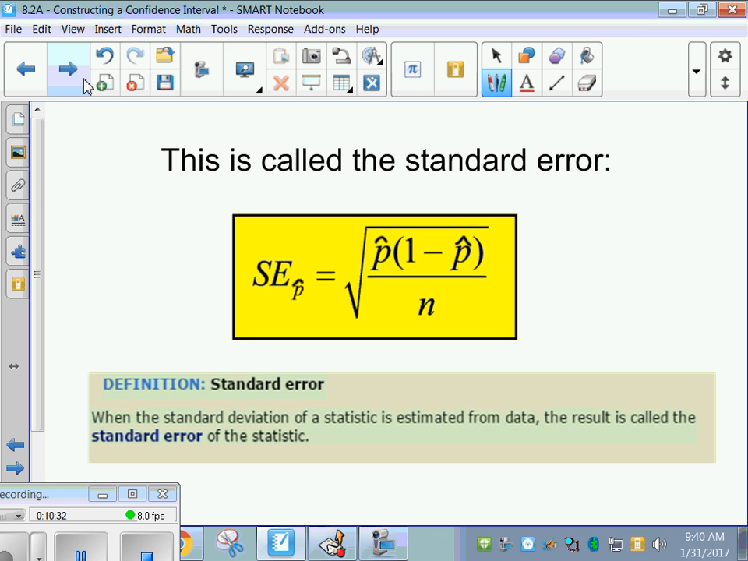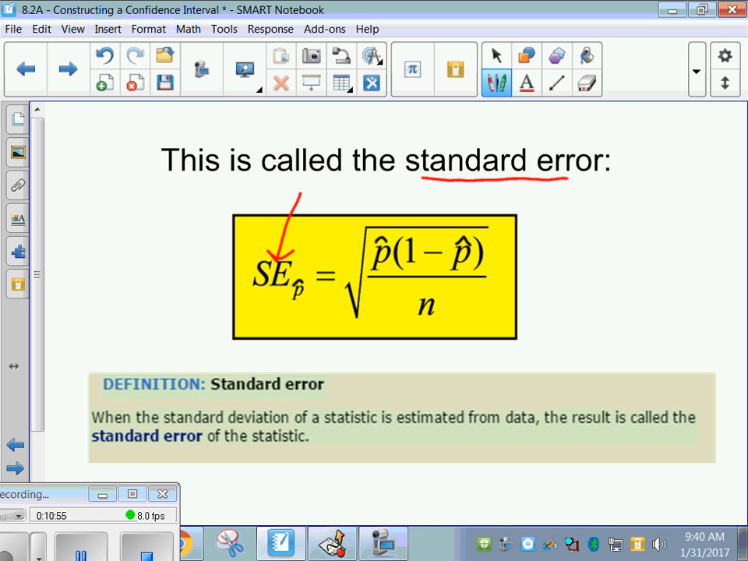We just call it standard error because we're using p hat. This is what we will add or subtract, with another number in front of that. But anyways, you might want to write this formula down. SE stands for standard error, and this is when we're doing proportions. So we use this formula. Again, same formula as before, but with p hat.